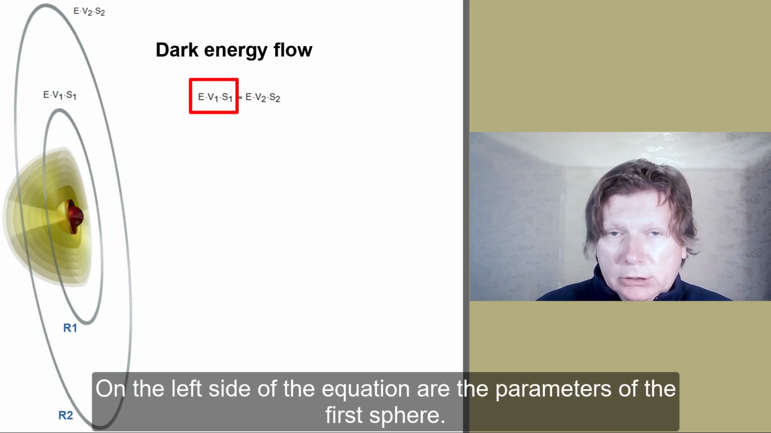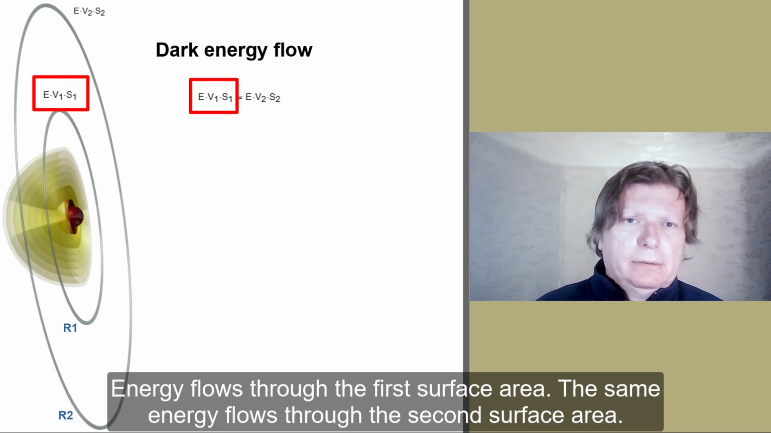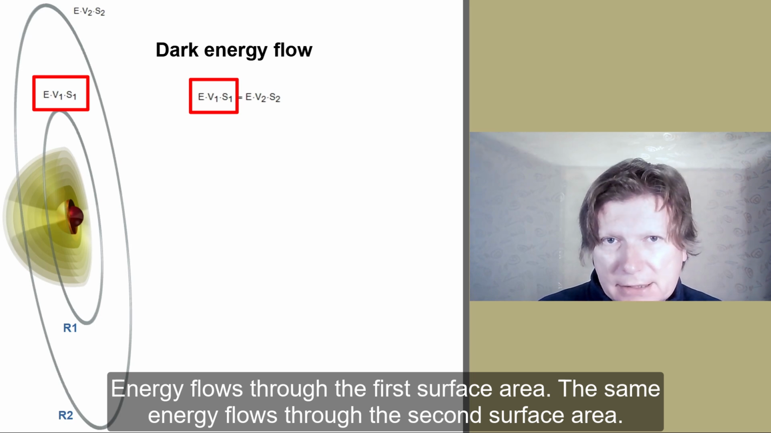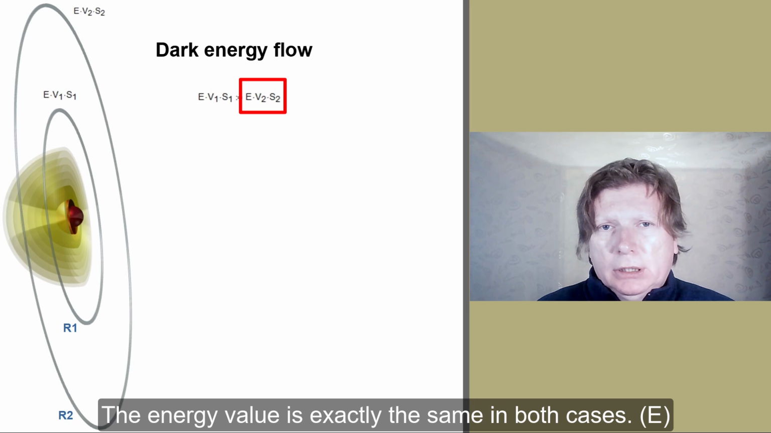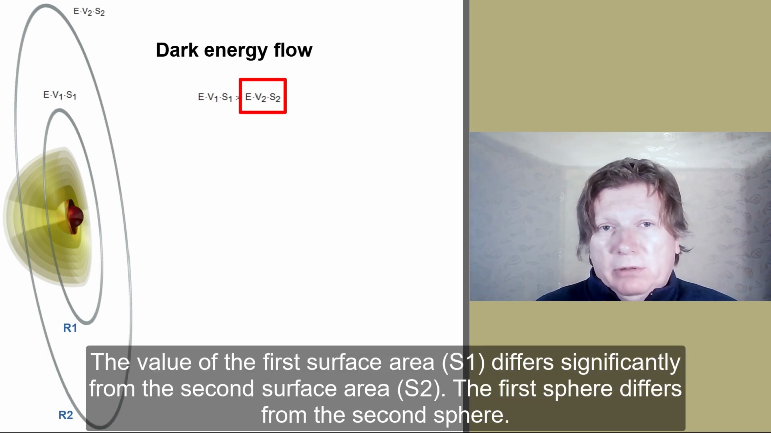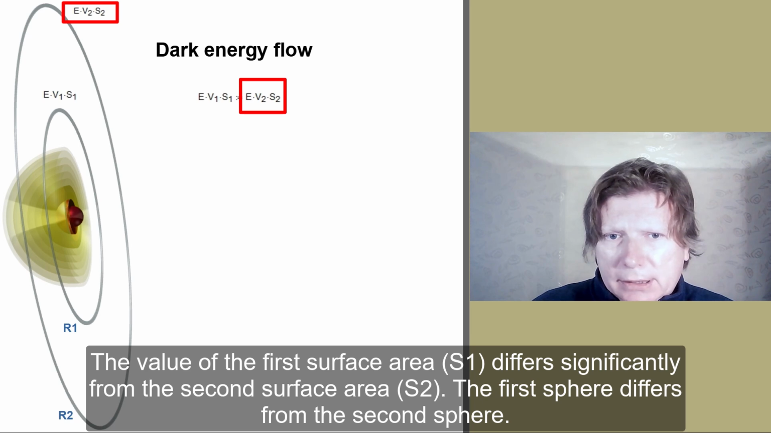On the left side of the equation are the parameters of the first sphere. Energy flows through the first surface area. The same energy flows through the second surface area. The energy value is exactly the same in both cases. The value of the first surface area, S1, differs significantly from the second surface area, S2. The first sphere differs from the second sphere.